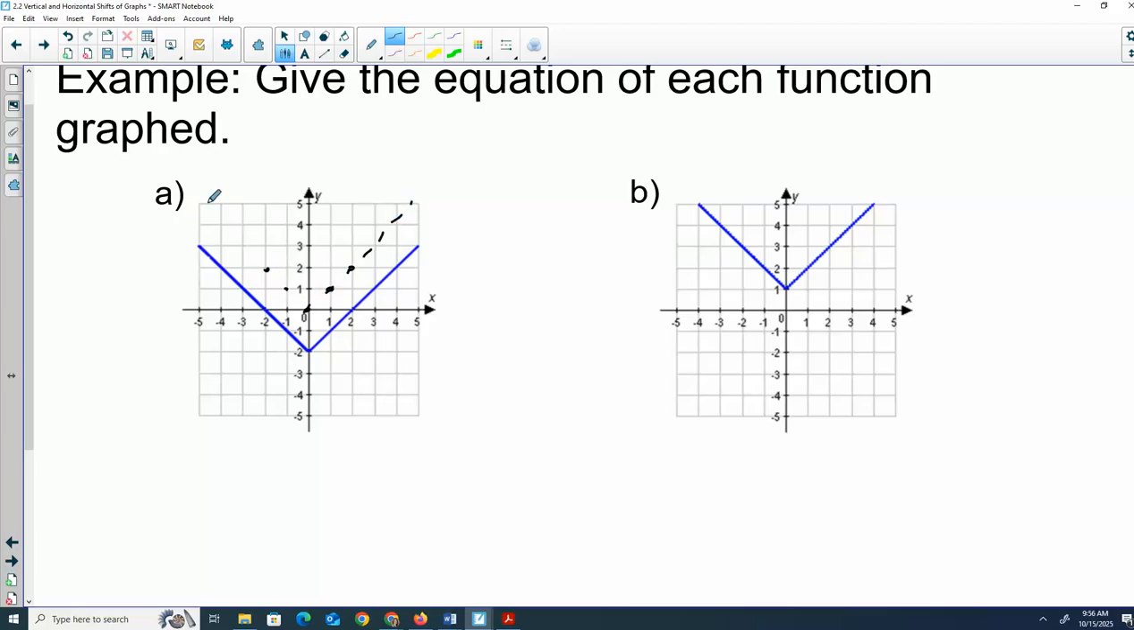What happened to my absolute value graph? It was moved down 2. So my equation, if we want to go down 2, we just have to have a -2 on the end.